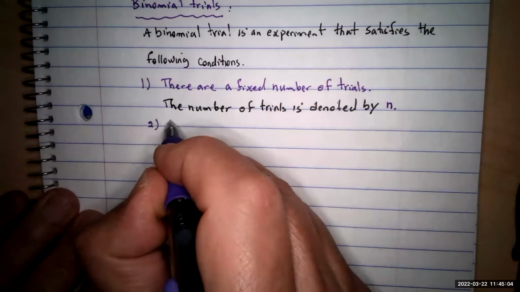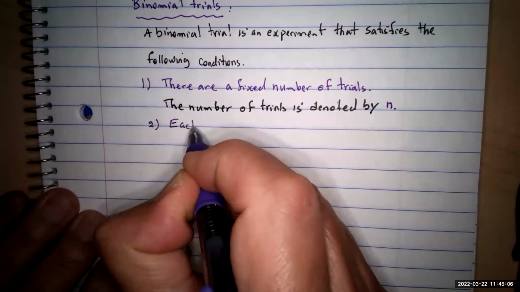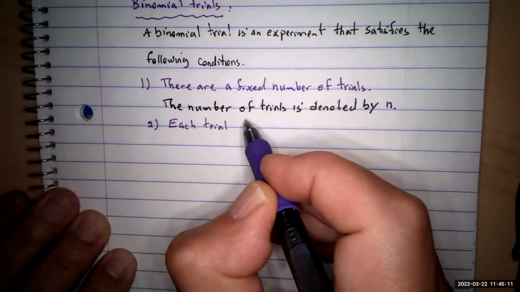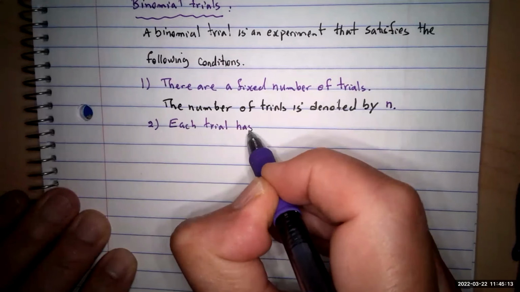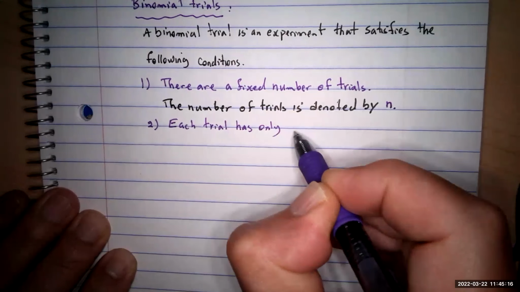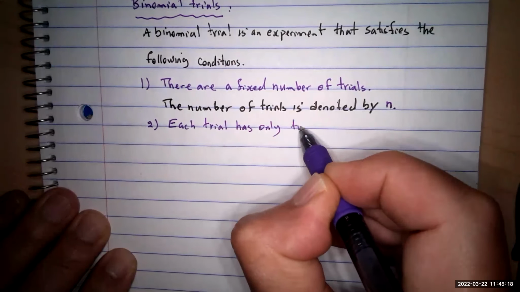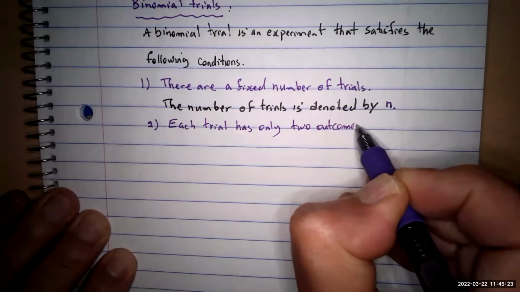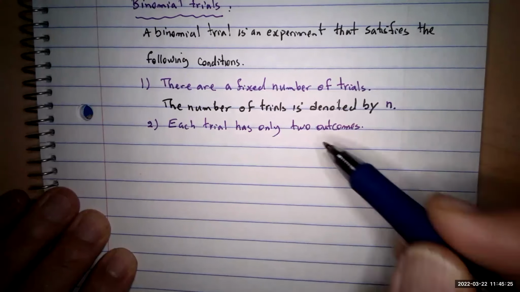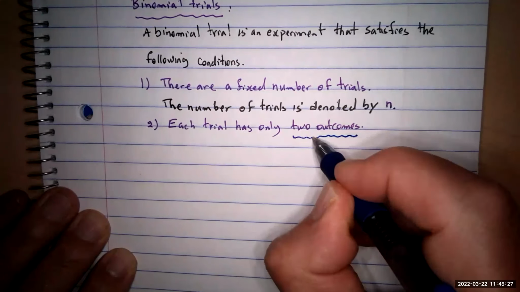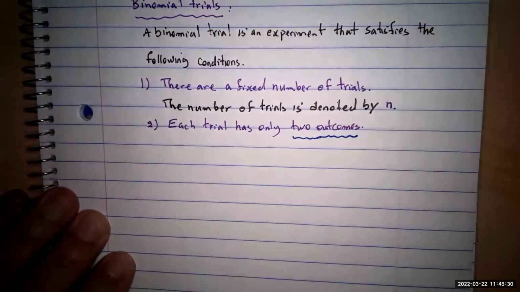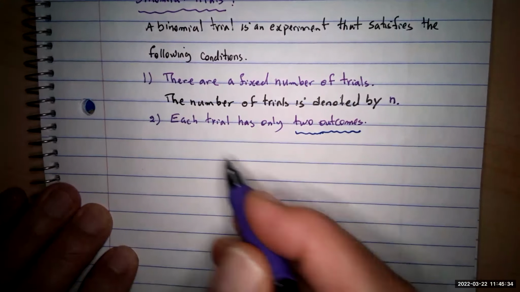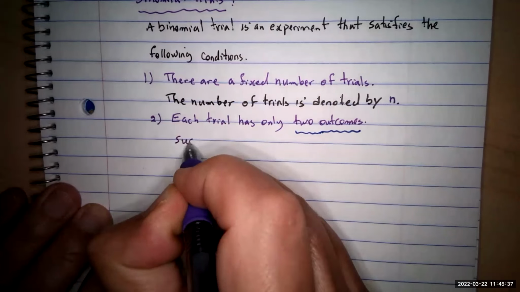Each trial, each repetition, has only two outcomes. Okay, two outcomes only. And one of them is going to be called success.